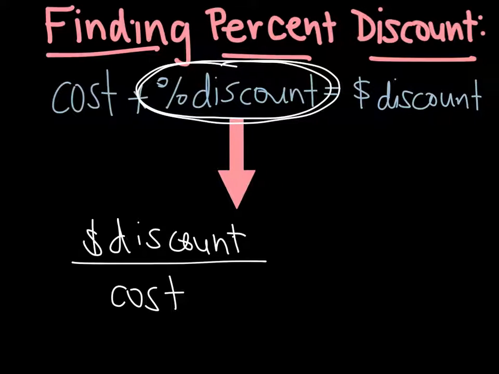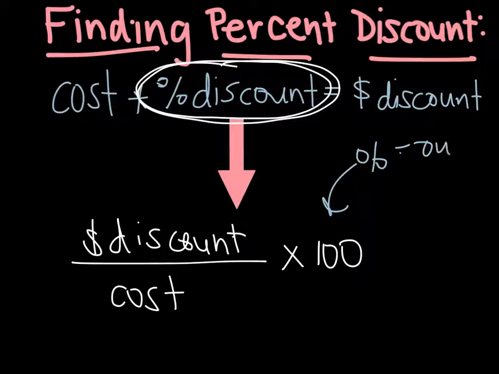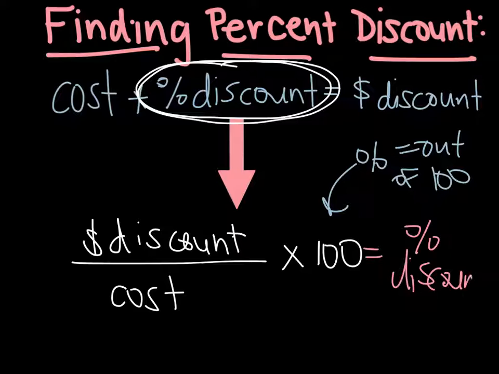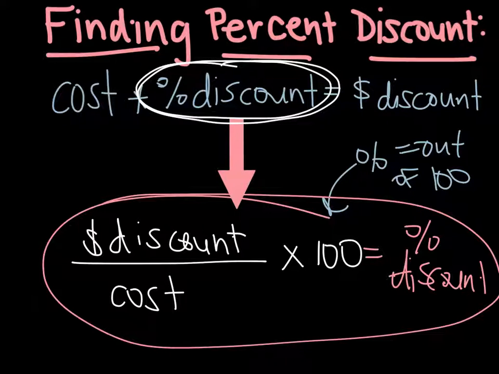Once you've done that, you're going to multiply that times 100, because if we remember, percent means out of 100. And once you multiply that times 100, you're going to figure out your percent discount. So let's go ahead and take a look at an example of this. Remember this equation. It might make sense to write that down somewhere on your note sheet.